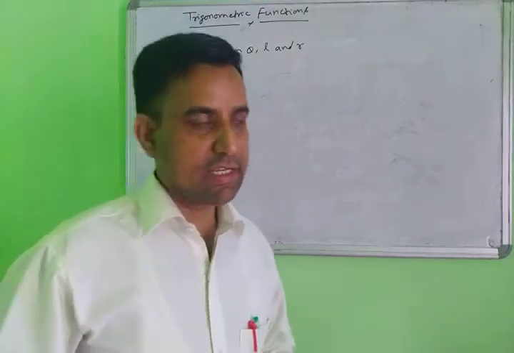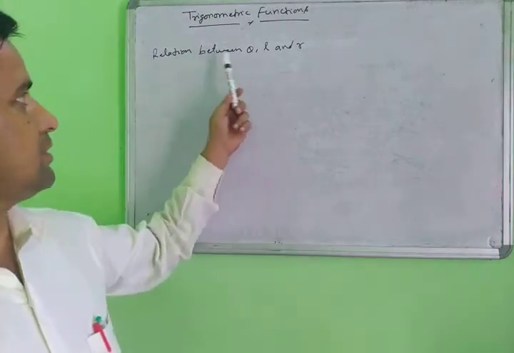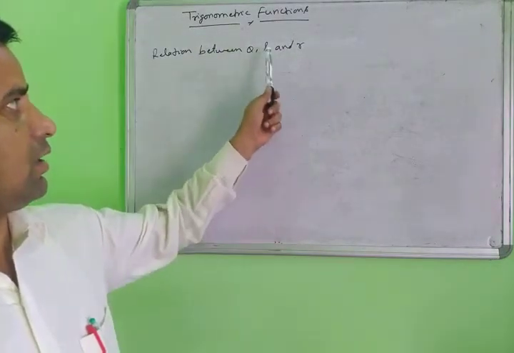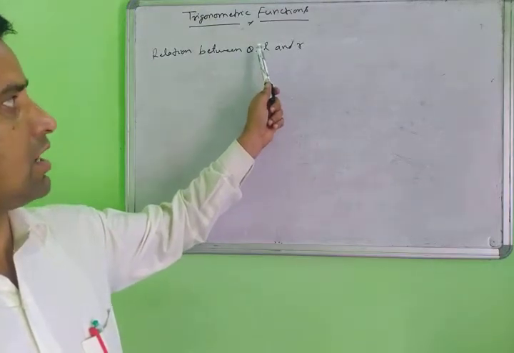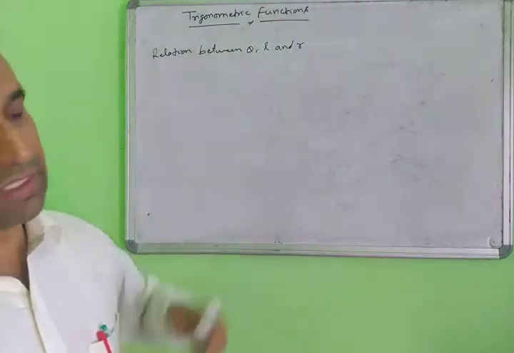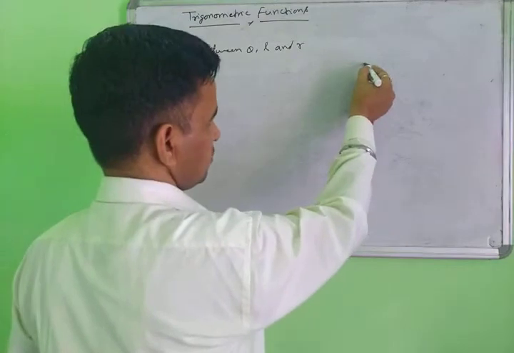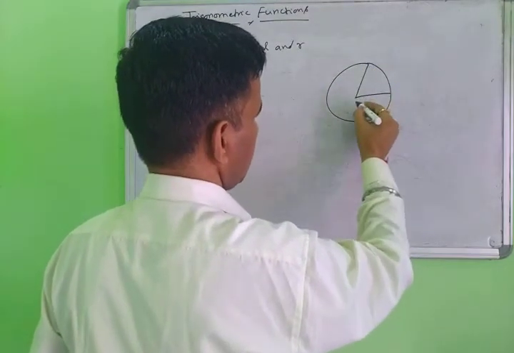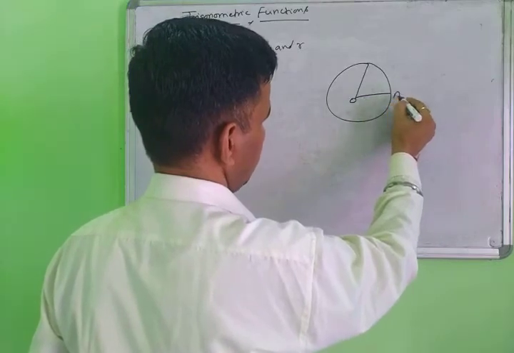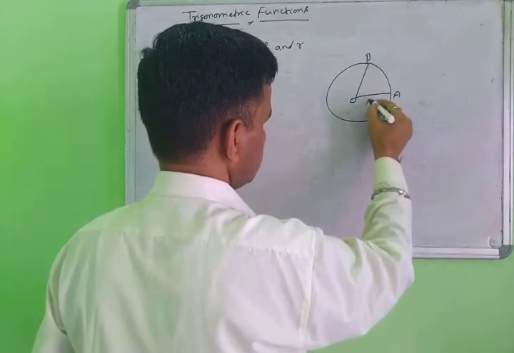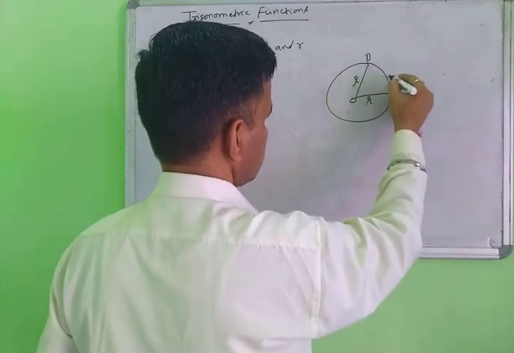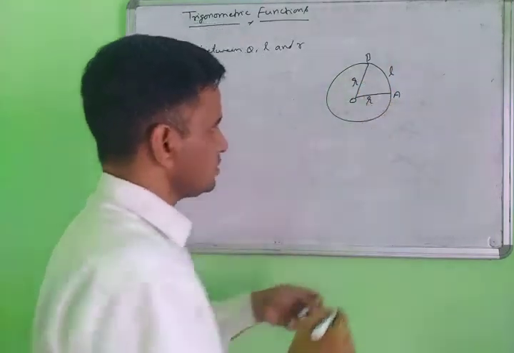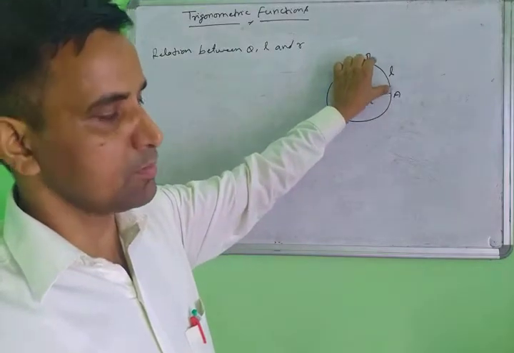Next entry here: relation between theta, L and R. What is theta? This is the angle. What is L here? This is the length of the arc. What is R? The radius of the circle. Now look here. Suppose this is your circle and this is your radius AB. This is called the radius, and this length is your L. So this is your radius, this is the length of the arc.